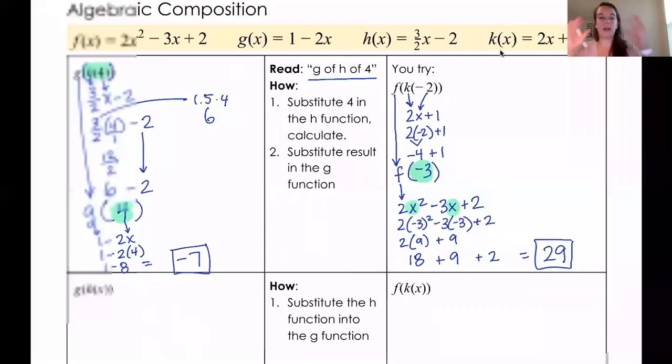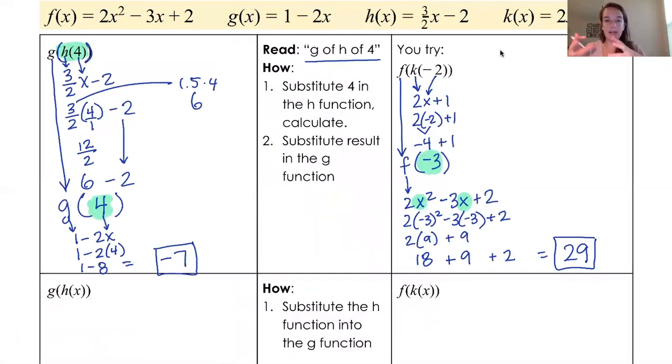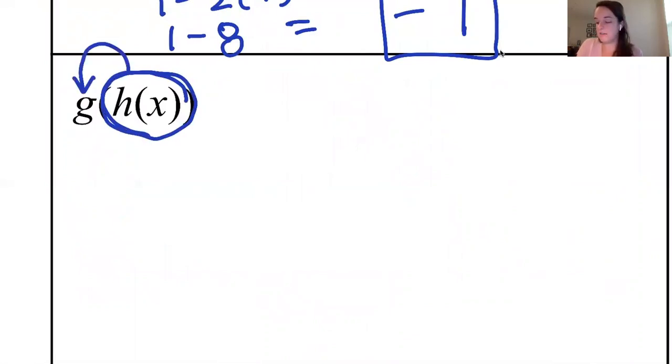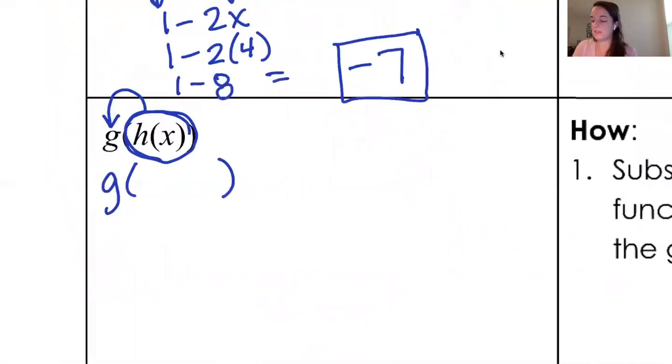So this is numerical composition, right? We're taking a number, and we put it into a function, and we compose it. Next, we're going to do algebraic composition, which is where we take a function and we put that entire function into another function. So we see here, g of h of x. We're going to take the entire h of x function and plug it into the g of x. So we have g of, technically, find out what h of x is.